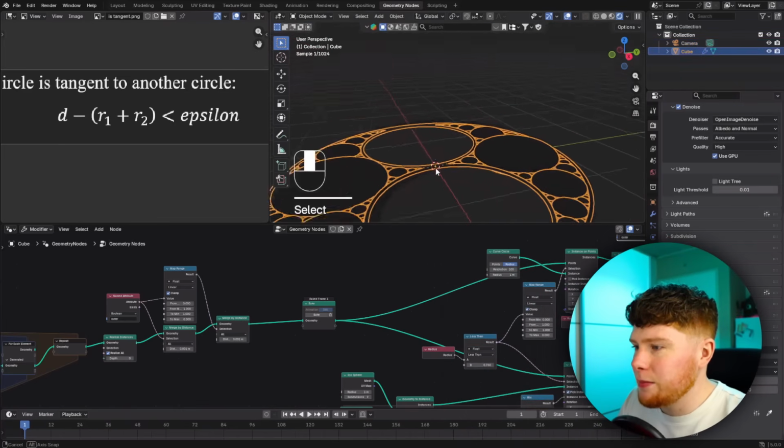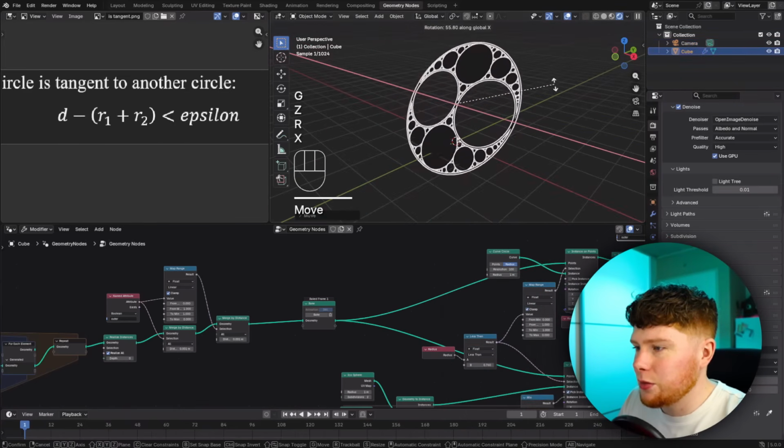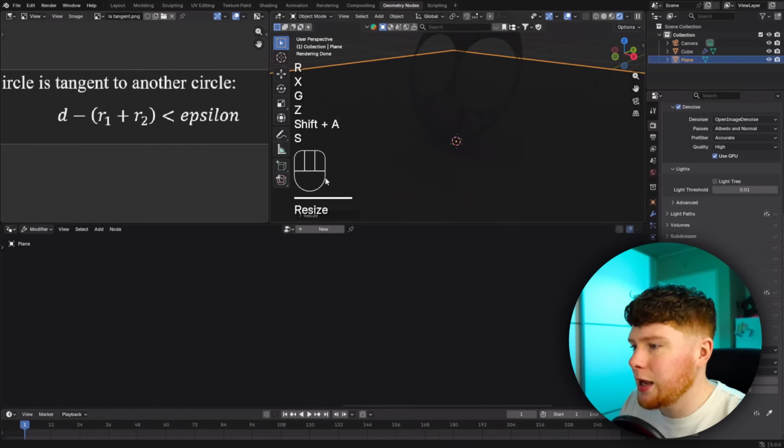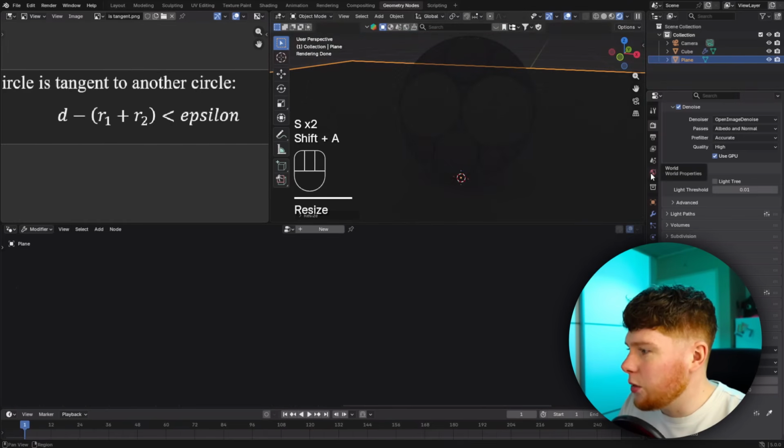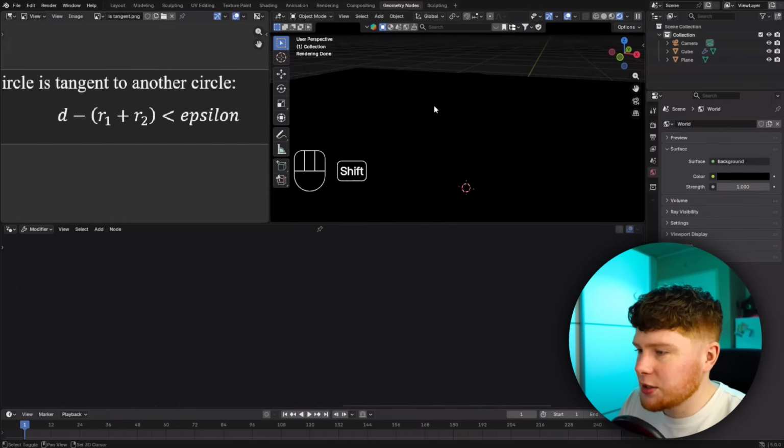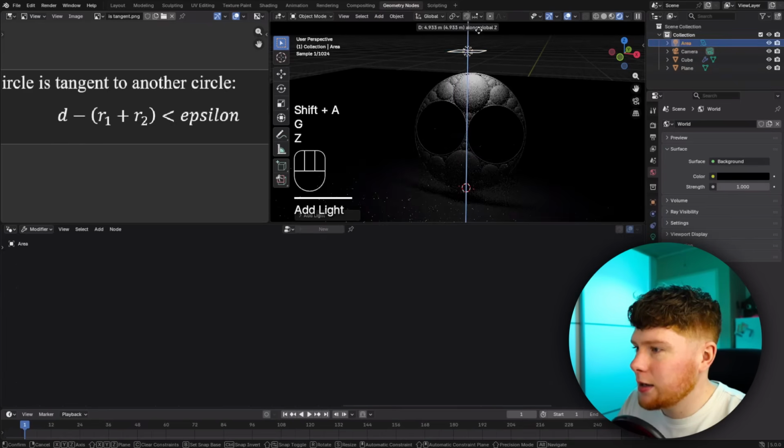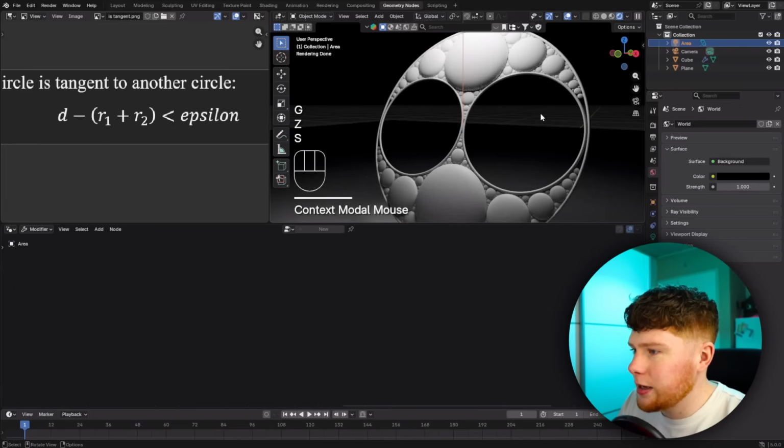Okay, let's see. Let me position this in a cool way. Let's add in a plane and let me also make the world properties black. And let's also add in an area light like so. Let's see. That's pretty cool, I think.